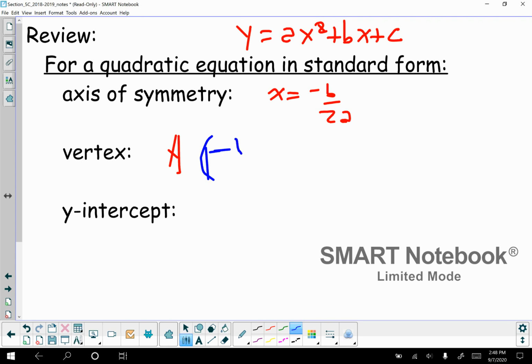So -b over 2a, and then plug in. The y-intercept is always going to be where x is 0. Plug it in. So we plug in for x to get the y.